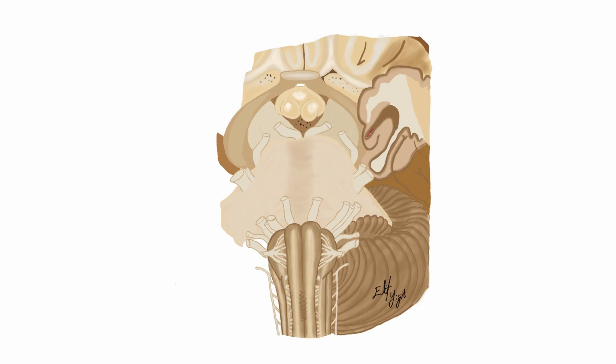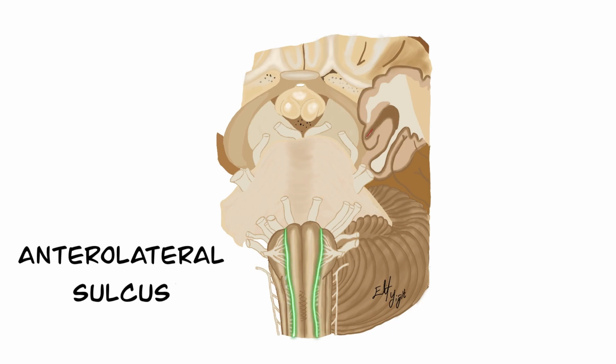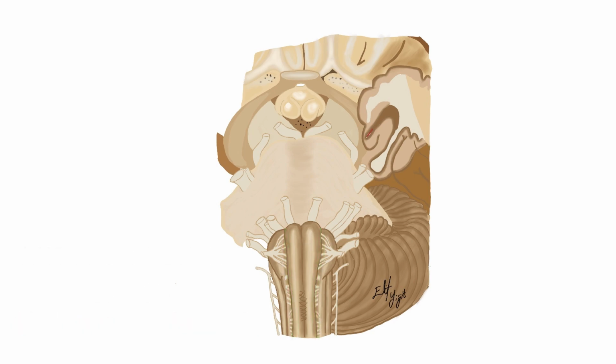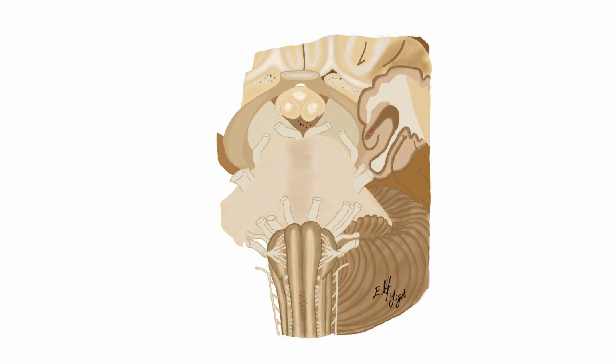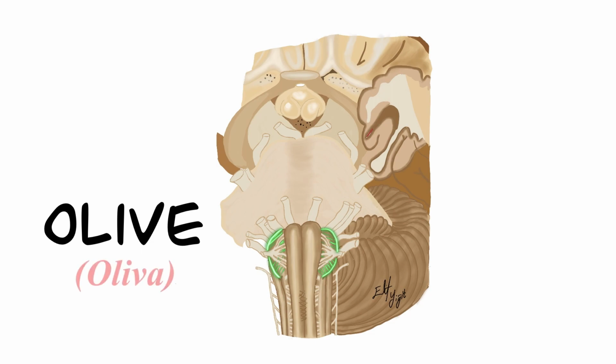One of them, which is near the pyramids and located on the anterolateral side, is known as anterolateral sulcus or sulcus anterolateralis. In some sources, it is known as ventrolateral sulcus. And on the posterolateral part, there is posterolateral sulcus. It is also known as sulcus posterolateralis or sulcus retroolivaris. Between anterolateral sulcus and posterolateral sulcus, there are olive-shaped oval structures known as olive on each side. This is also known as oliva in Latin.